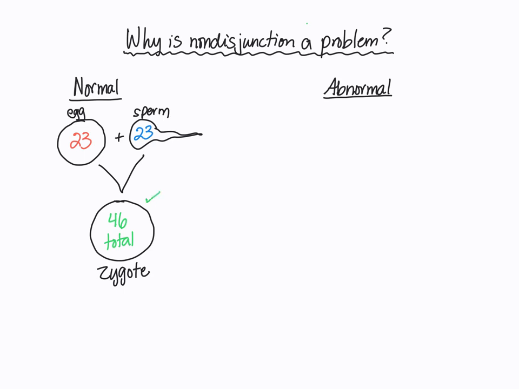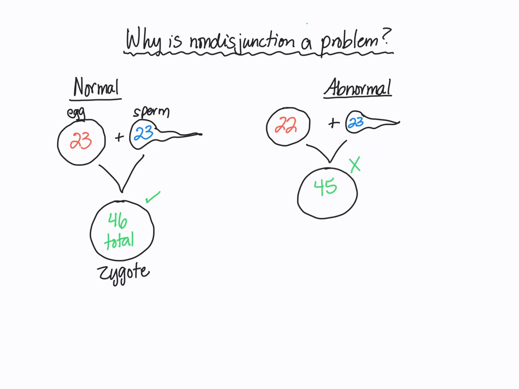Now, let's say that we have an egg that is formed that is missing one of its chromosomes. So maybe it only has 22 chromosomes. And let's say that it is fertilized by a sperm with the normal number of chromosomes. So let's say it's got 23 chromosomes. So now we end up with a zygote that only has 45 chromosomes, and that's a problem because 45 chromosomes is not enough genetic information in order to make a properly developed human.